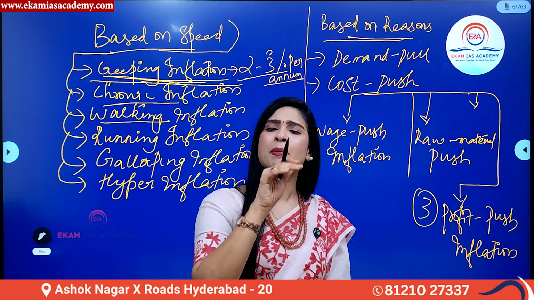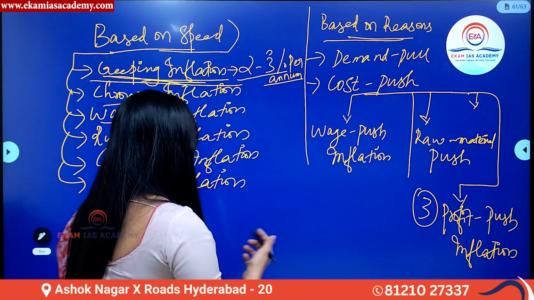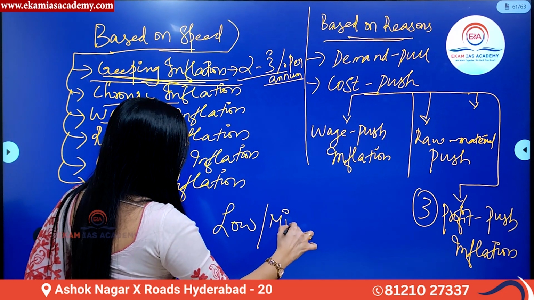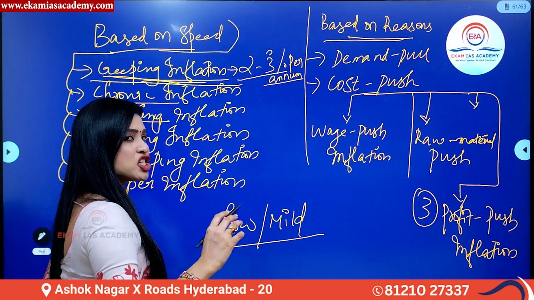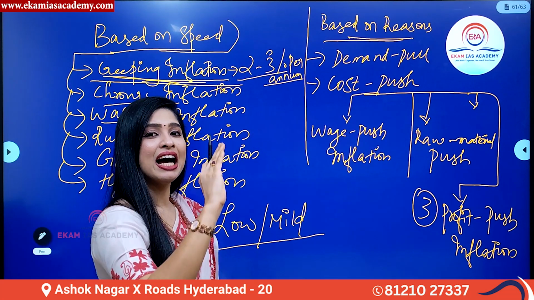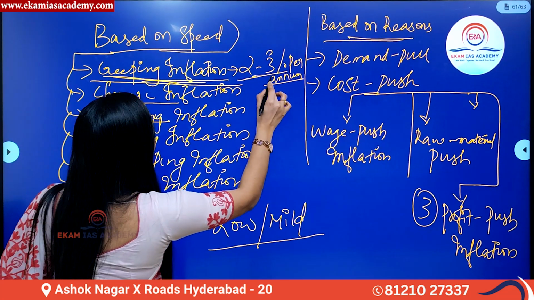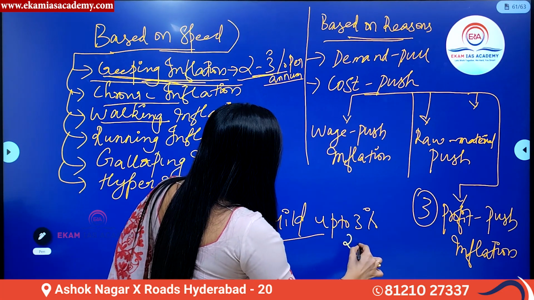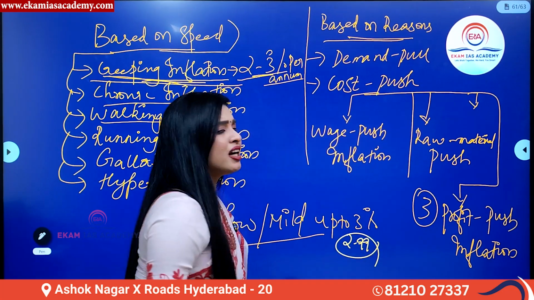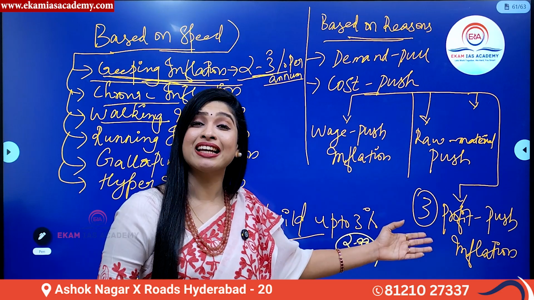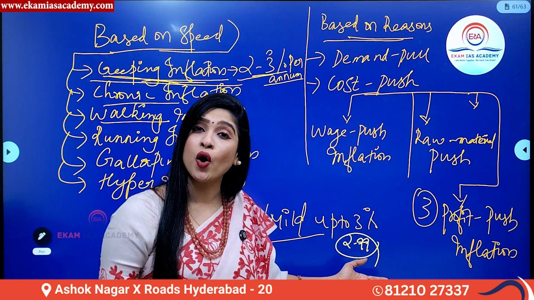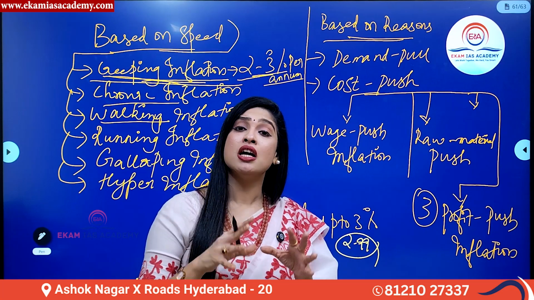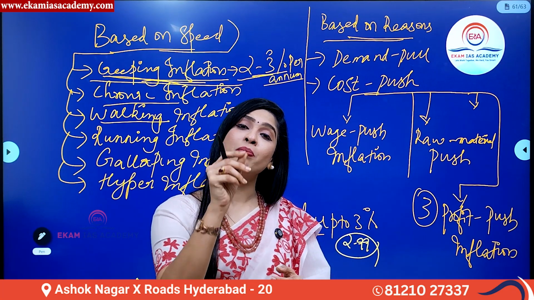And now this creeping inflation is also called as what? It is called as low inflation or mild inflation, because slowly and gradually we can see the price rise and the limit is what? Up to 3% per annum, not more than that, which means up to 2.99%. If there is inflation, then it comes under a category or a type called as what? Creeping inflation.